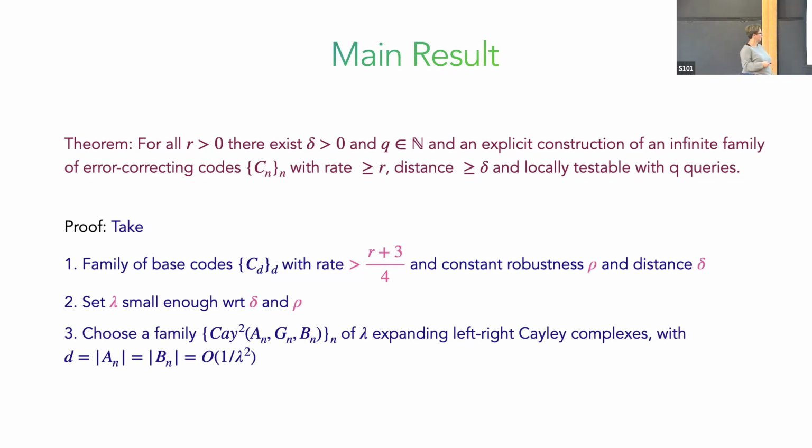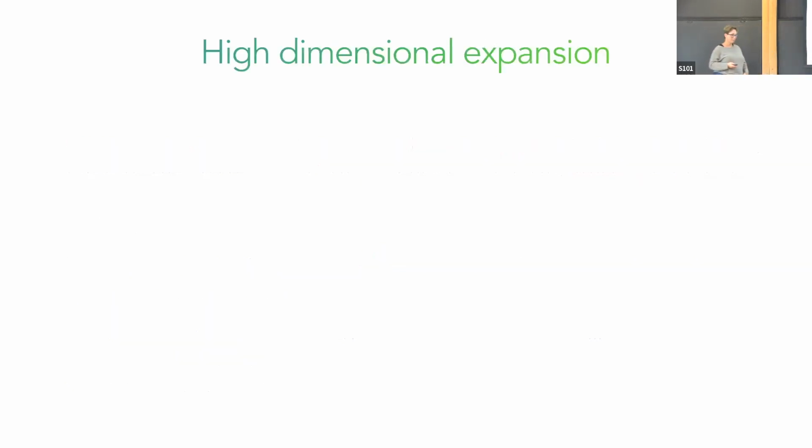And then our code is just going to be this family where the group goes to infinity. A and B are going to stay of fixed size, and the base code is some fixed base code of length D from this family. Is it important that D is 1 over lambda squared? No, it just needs to be small enough. Yeah, that's true. You need to be able to say for any small epsilon, there is some D. Take any expander and raise it to a power. That's right. Or even in Cayley graphs, it works. Right, that's true.